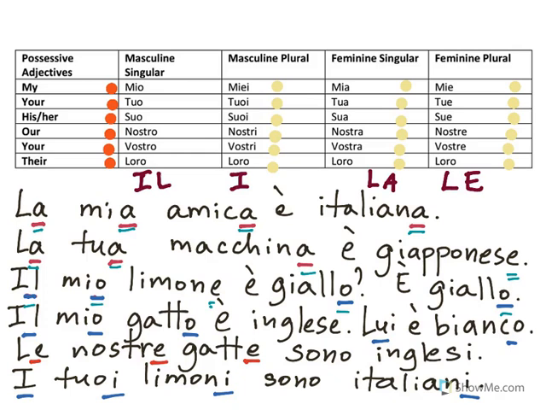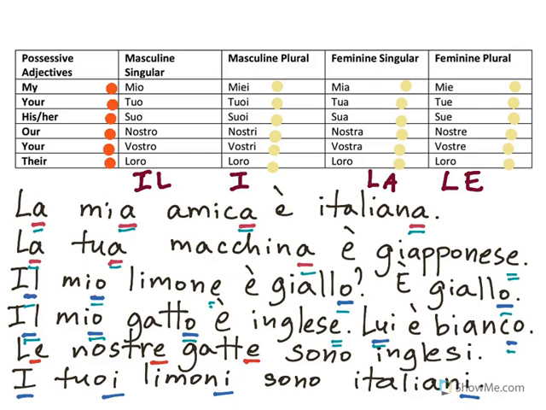Il mio gatto è inglese. Lui è bianco. Masculine, definite article. Mio, possessive, masculine, singular. Gatto, masculine, singular. È inglese, happens to be unisex because it ends on e, so it could be either masculine or feminine. My cat is English. In Italian, remember, you have to say lui è bianco. He is white.